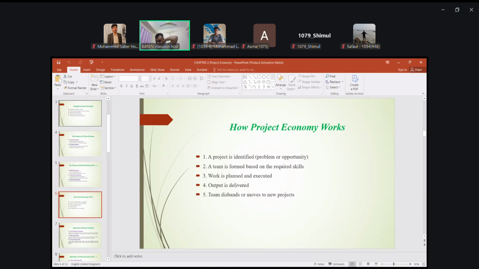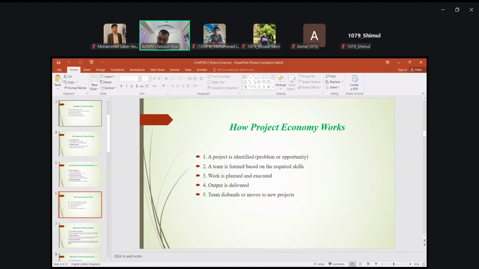And then a team is formed. After that identification of problems or opportunities, a team is formed based on the required skills. A project involves multidisciplinary tasks, so you have to form a team that has different skills. Then work is planned and executed. In a project economy, another important task is the work.